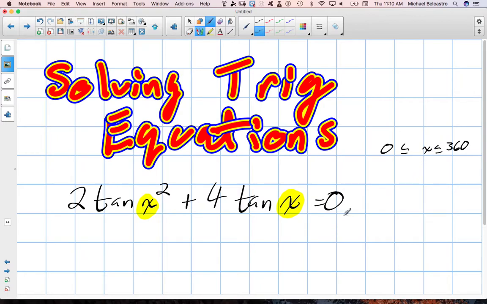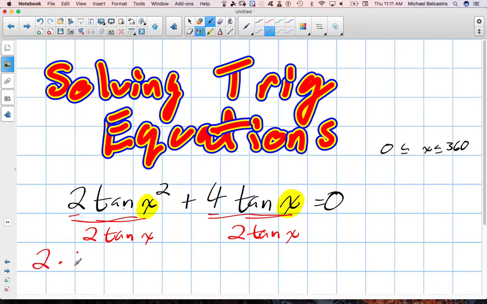So the first thing we need to do is do a little bit of common factoring. If you notice that there is a tan x in both of these, and also actually the numbers 2 and 4, we can also take out a common factor of 2 here. So we're going to divide both of these by 2 tan x. Essentially, we're common factoring out 2 tan x. And what we are left with when we divide this is just tan x plus 2, okay, is equal to 0.